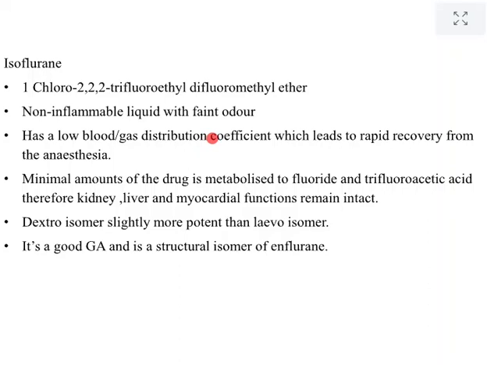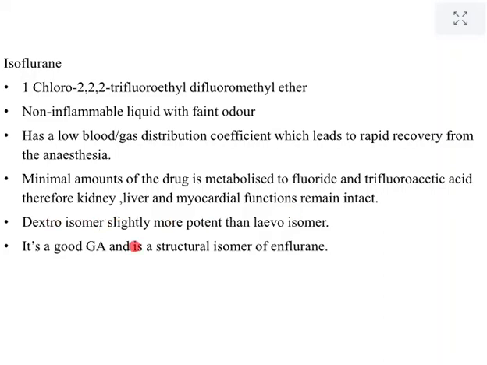That's what we want. Minimal amounts of the drug are metabolized to fluoride and trifluoroacetic acid. Remember, these are the compounds that we don't want. Therefore, kidney, liver, and myocardium functions remain intact. So isoflurane is again a stable drug. The dextro isomer is slightly more potent than the levo isomer, just a bit. About, I think one is 53, the other one is 47. So it's not really notable, but nevertheless, the dextro isomer is slightly more potent than the levo isomer.